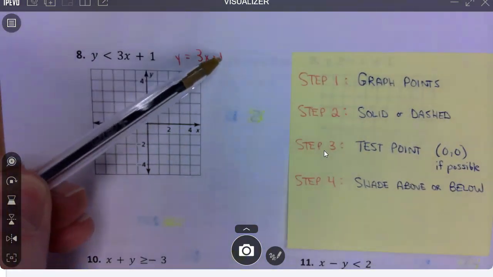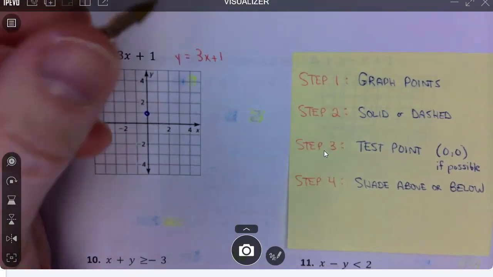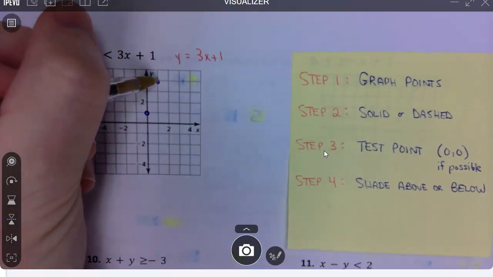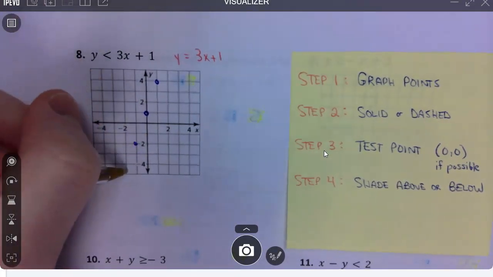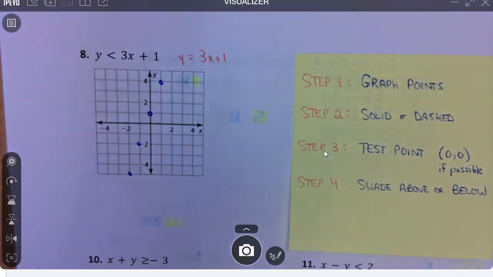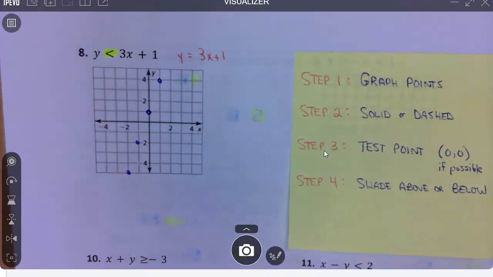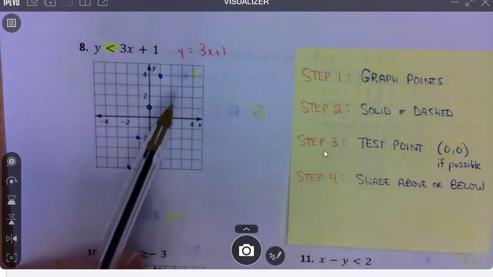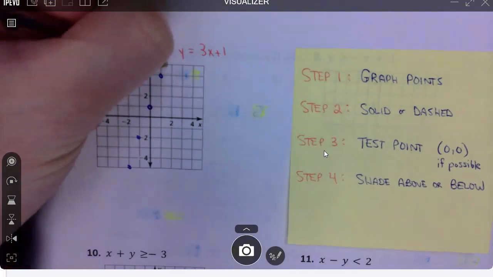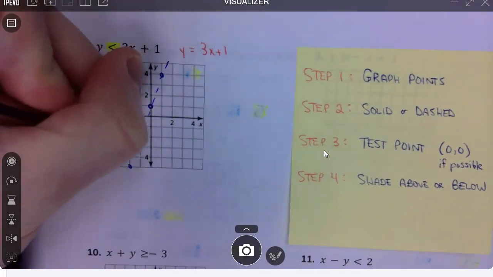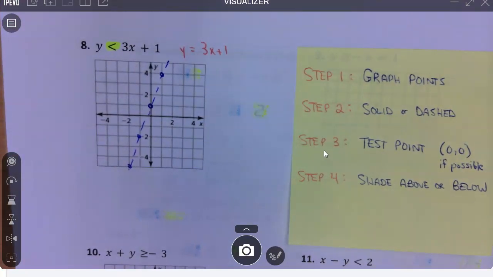So I see that I have a y-intercept of 1, so that goes right here. And if my slope is 3, that means up 3, right 1. I'm out of room, so I can also go down 3, left 1, down 3, left 1. Now when I look at my inequality symbol, if it's only less than, that means what? That means dashed. So after I graph my points, I have to determine, am I connecting them with a solid line or a dashed line? Well, this is an example of a dashed line, like that.